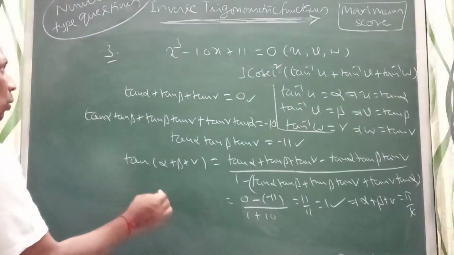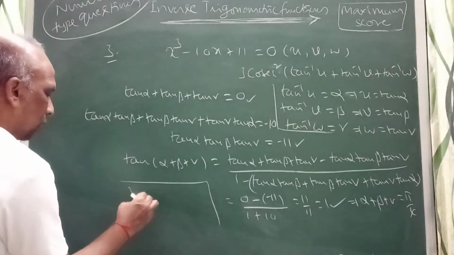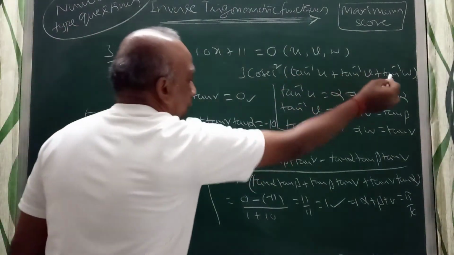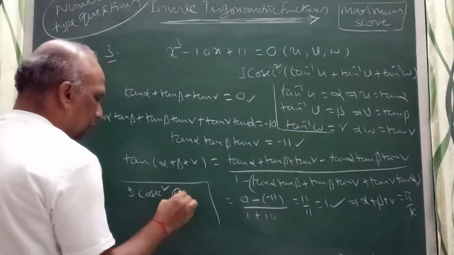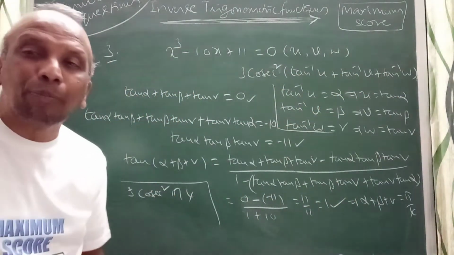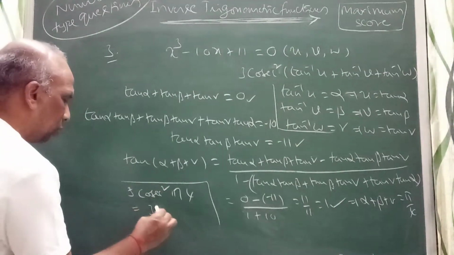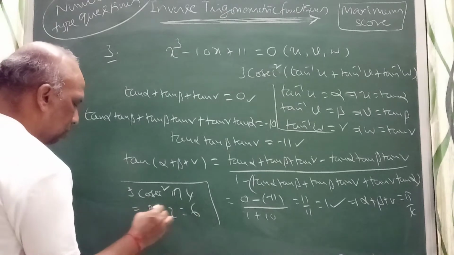So what can I conclude now? Here, 3 cosecant square of alpha plus beta plus gamma, that is pi by 4. 3 cosecant square pi by 4. Cosec pi by 4 is root 2, whole square. So 3 into 2, answer is 6.